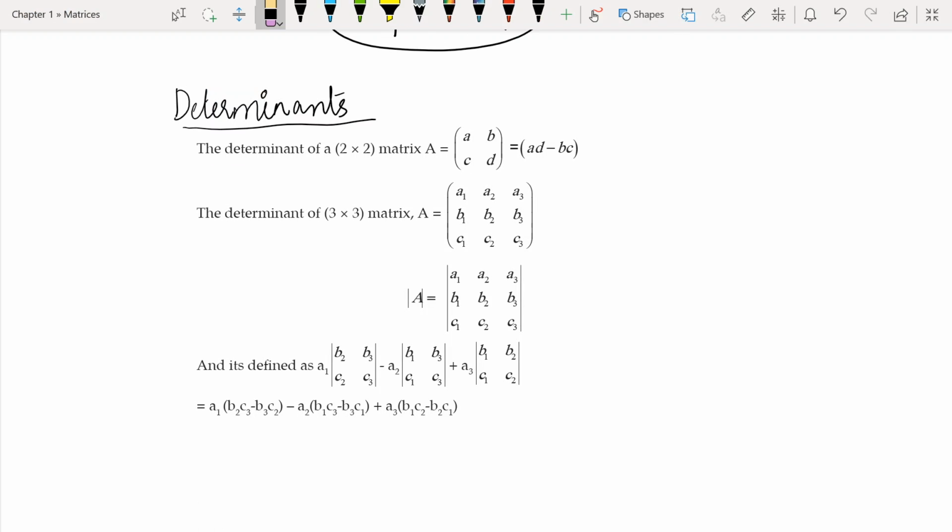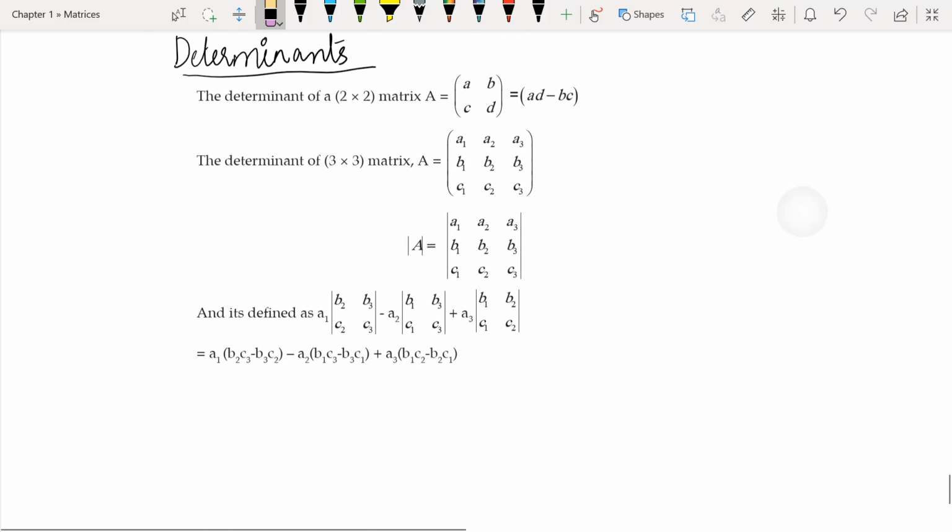So dear students, welcome to the next lecture. In this lecture we are going to look at determinants. We are going to look at calculation of determinants. Suppose you have a matrix A and you're going to calculate the determinant of that.